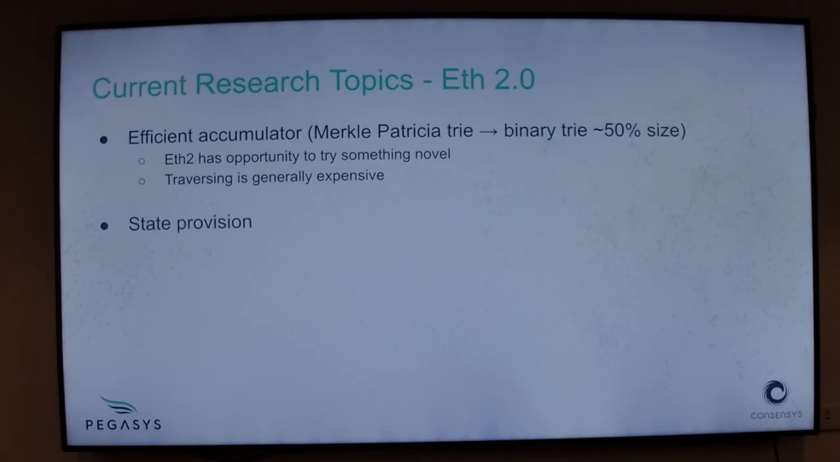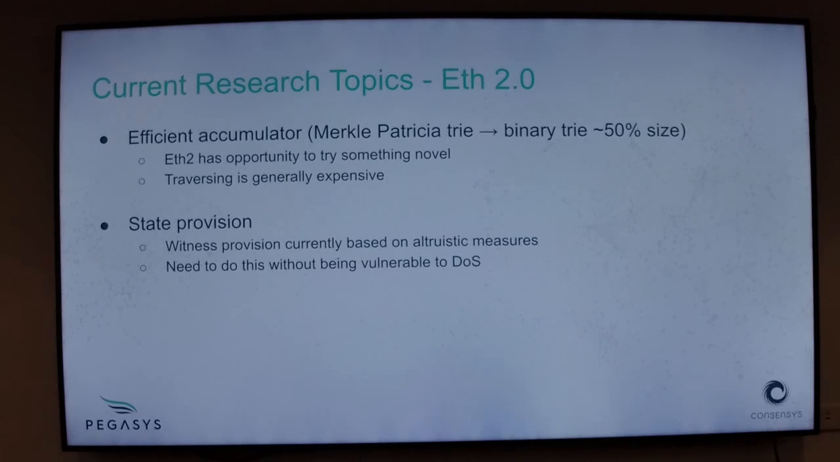And traversing is generally expensive. They're looking into state provisioning. As I said, at the moment, it's currently based on altruistic measures. But if you're in a new environment, Ethereum 2 is not Ethereum 1, so how will that work? You make these assumptions and predictions based on what you know, but you're operating in a different environment.